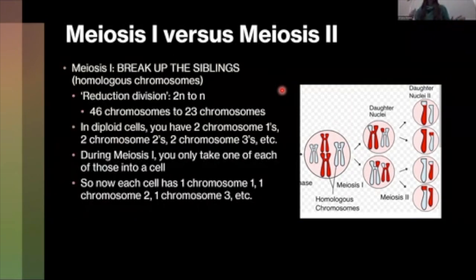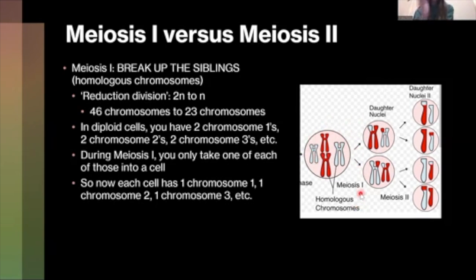So meiosis 1, what is the goal here? We want to break up the siblings, aka our homologous chromosomes. I'm going to go to this picture on the side really quick to help explain this. If you look at this first cell right here, this is before meiosis 1. We have 1, 2, 3, 4 chromosomes, and you'll notice you have 2 that are bigger and 2 that are smaller. So these 2 big ones are homologous chromosomes, and the 2 small ones are homologous chromosomes.